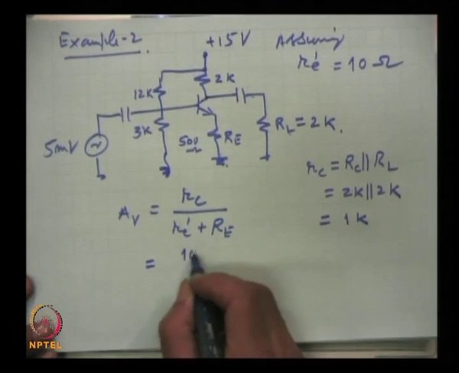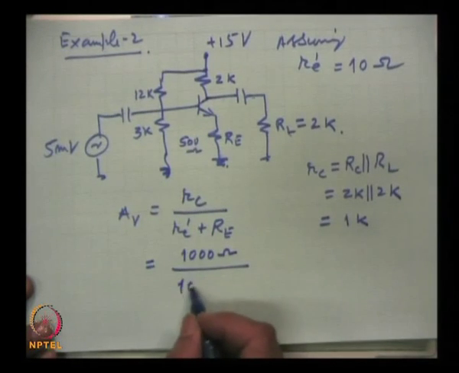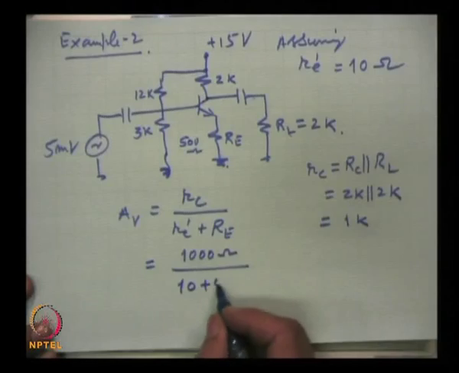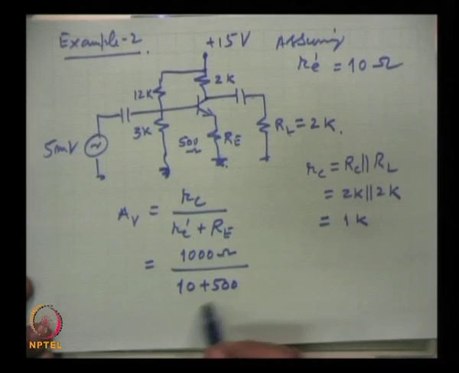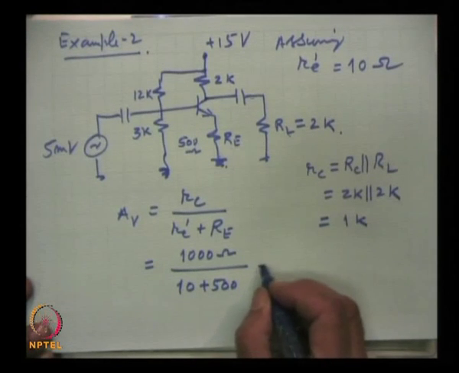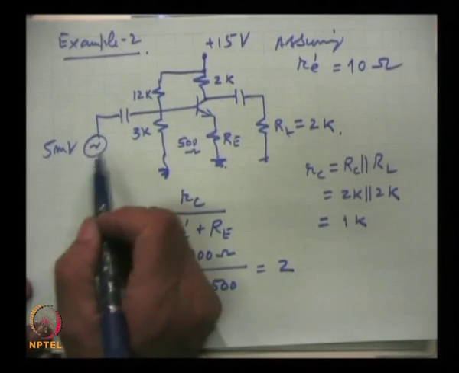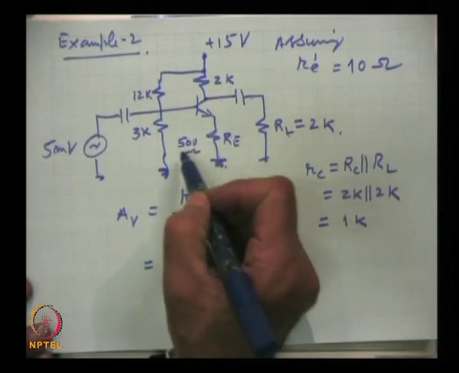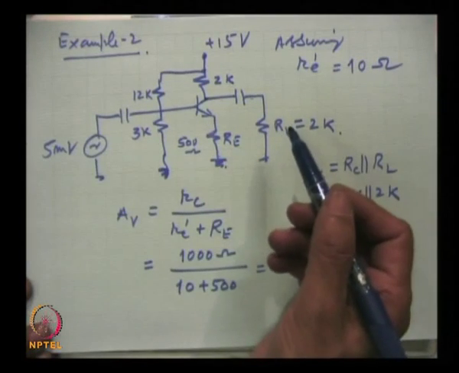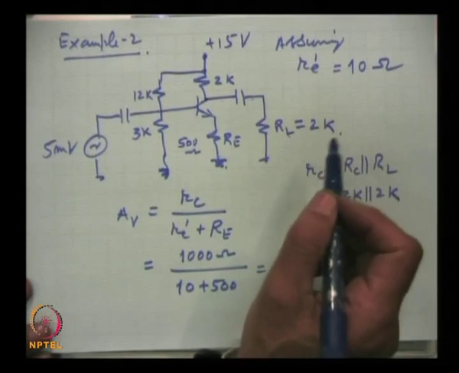So, this is 1000 ohms divided by 10 plus 500. Now, 10 is negligible in comparison to 500. So, the gain is only 2. So, this 5 millivolts, if we assume that this is available for amplification, then only 2 times it will be amplified. So, roughly 10 millivolts we will get here, which is very small.